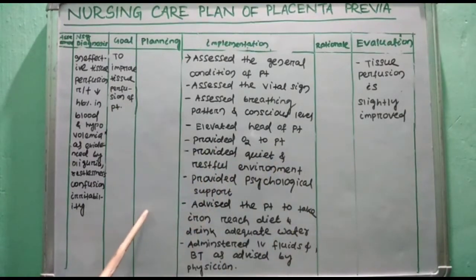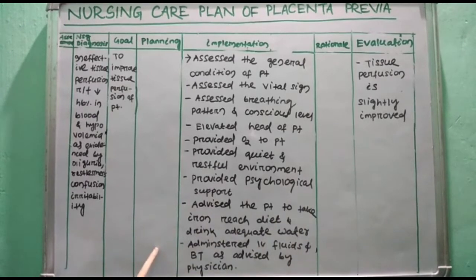Then next planning is an iron rich diet to be advised to the patient. Implementation is advise the patient to take an iron rich diet. Here rationale is to improve the hemoglobin level of the patient. With iron the patient should drink adequate water. Rationale is to maintain hydration and improve the hemoglobin level of the patient.